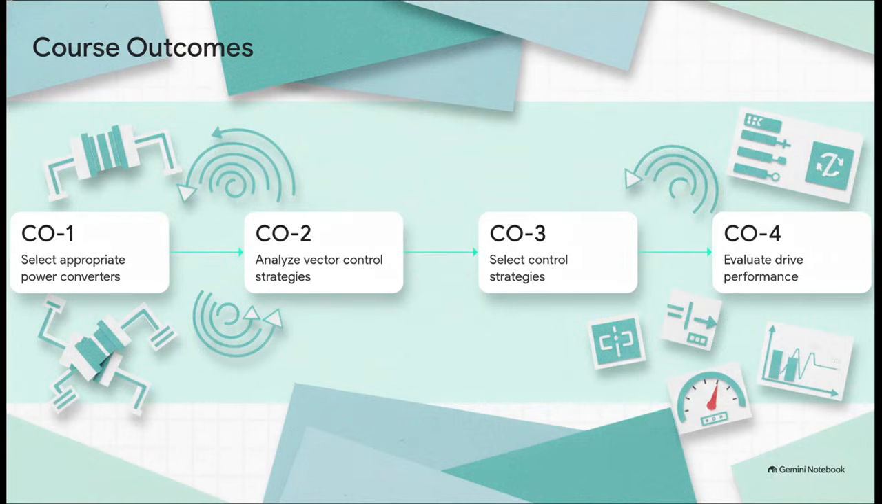This all builds into the 4 official course outcomes, which are equally weighted at 25% each. Just look at the action verbs here. Select, analyze. Select, evaluate. By the end of this course, you aren't just reciting facts. You're expected to make high-level engineering decisions to select components and evaluate the final performance of the system.